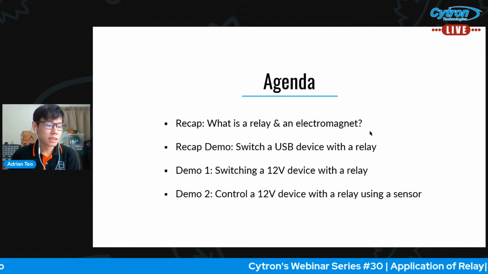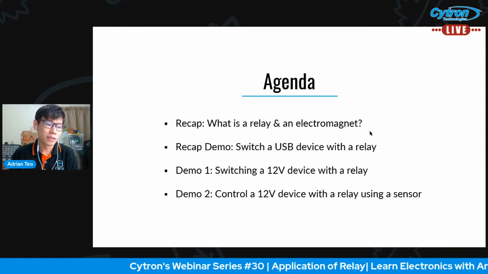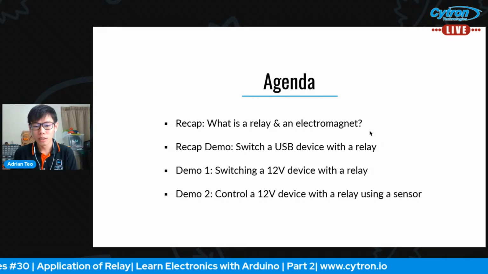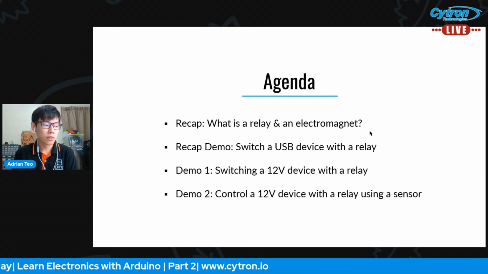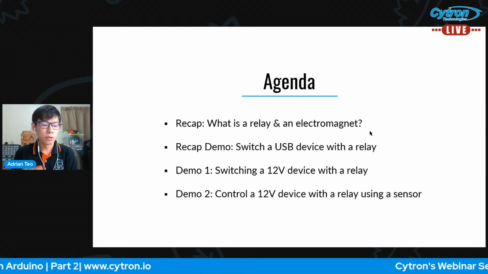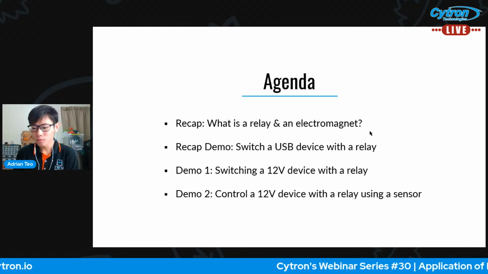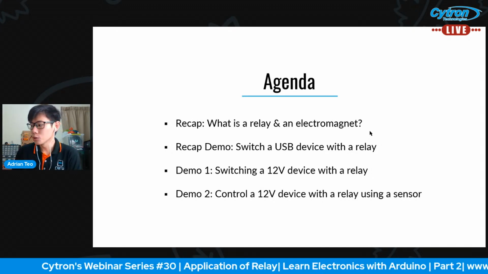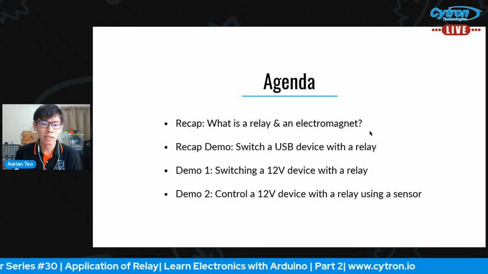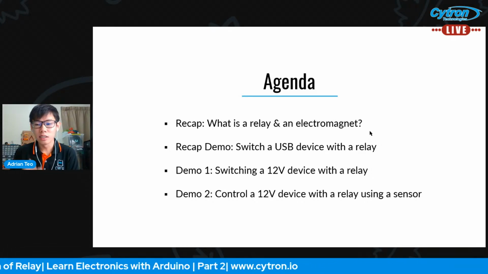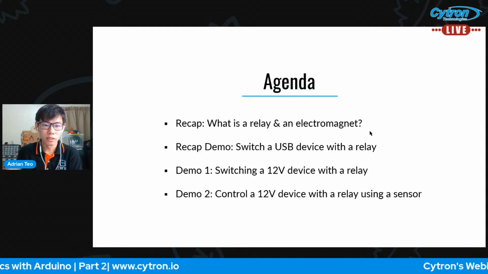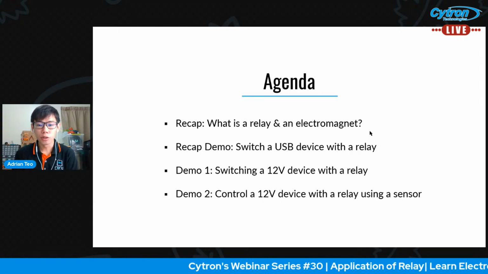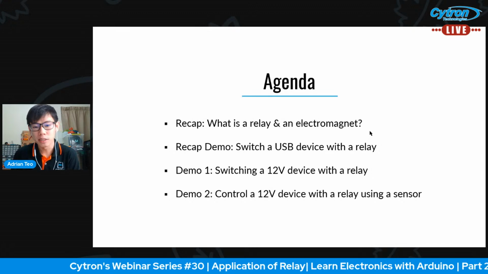Next, I will recap the demo, which I mentioned failed last week. I will show you how to connect a relay to the Arduino and how to control a USB device using the relay. The USB device is not limited to just a light. You can also use it for your phone charger, or any other USB device, as long as it doesn't need to have data transferred. It's just power on and off. And then I will move into our applications for this week's webinar.